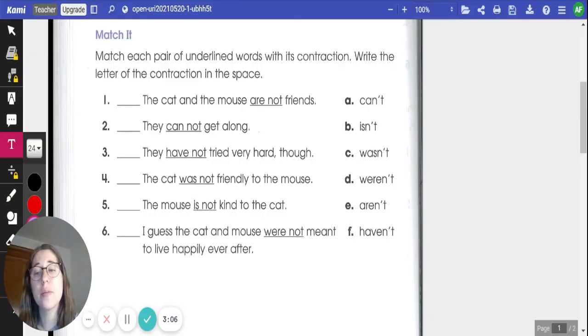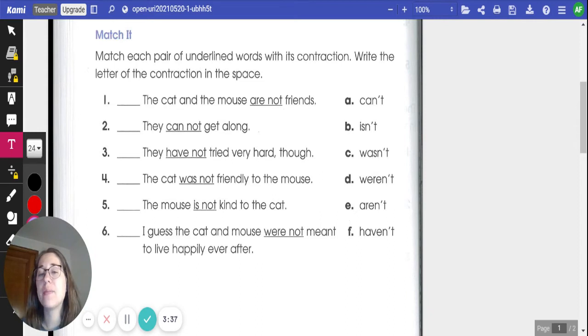Okay, now that you have your chart copied down, we're going to do some exercises with our contractions with the word not. First thing we're going to do, number 1 through 6, is we're going to match each of the underlined words with its contraction. We're going to write the letter of the contraction next to the number. Our contractions on the right are can't, isn't, wasn't, weren't, aren't, and haven't.